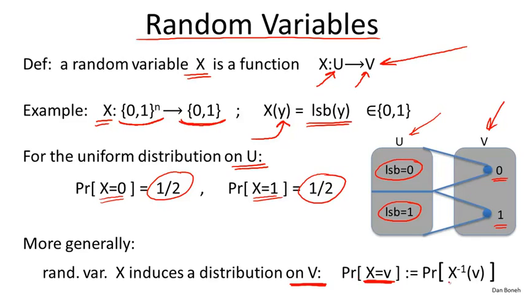Formally we say that the probability that X outputs v is the same as the probability of the event that when we sample a random element in the universe, we fall into the pre-image of v under the function X. And again, if this wasn't clear, it's not that important. All you need to know is that a random variable takes values in a particular set V and it induces a distribution on that set V.